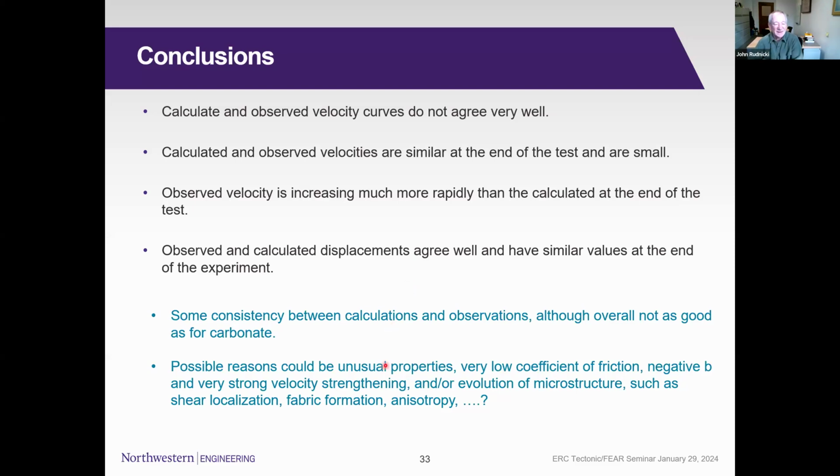So why is there such a discrepancy between the calculations and the experiments? There's lots of reasons you could think of. The very low coefficient of friction, maybe the negative V, very strong velocity strengthening. And in both experiments, the authors looked at microstructural observations, and in both cases, they show an evolution of the microstructure, which I would say is more prominent in the shale. You see evidence of shear localization, fabric formation, anisotropy, and possibly some other things that really aren't in the rate and state framework at all. So those are possible reasons for the discrepancy.